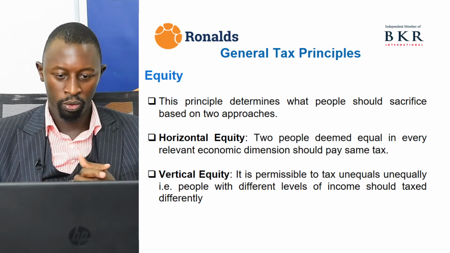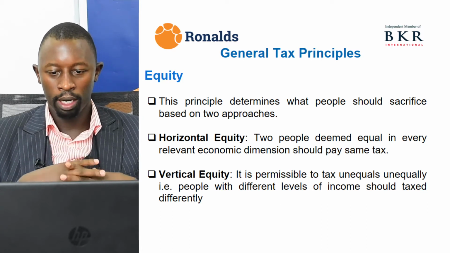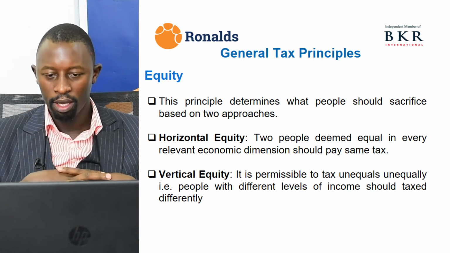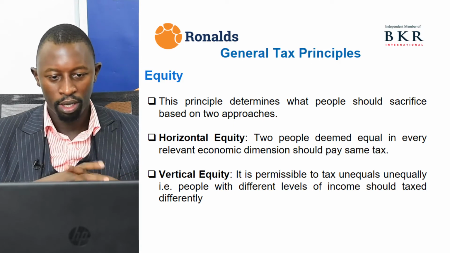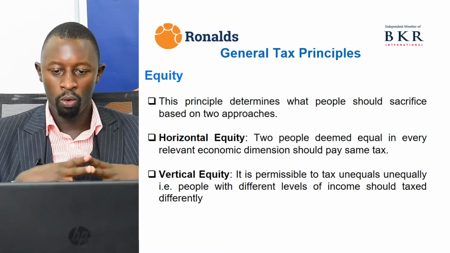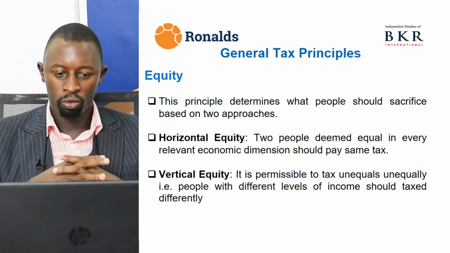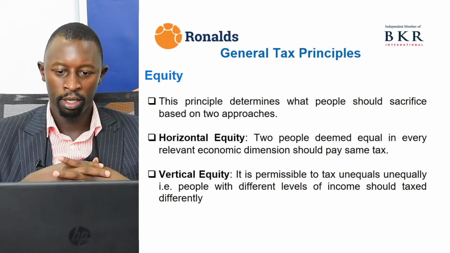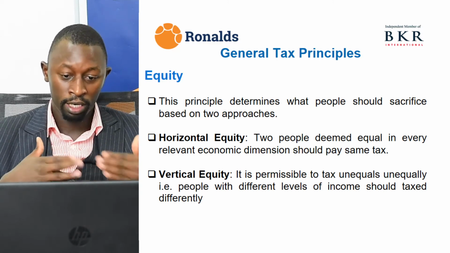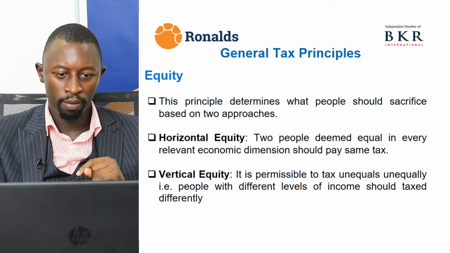Then we also have vertical equity. And under vertical equity, we are saying that if we have two people under different levels of income, then their tax should not be the same. So you might look at it as an opposite of horizontal equity, but this is basically looking at two different people who have different levels of income, who have different economic positions. They should not be required to remit taxes the same, because they are very different in terms of economic status. So that's what we refer to as equity.